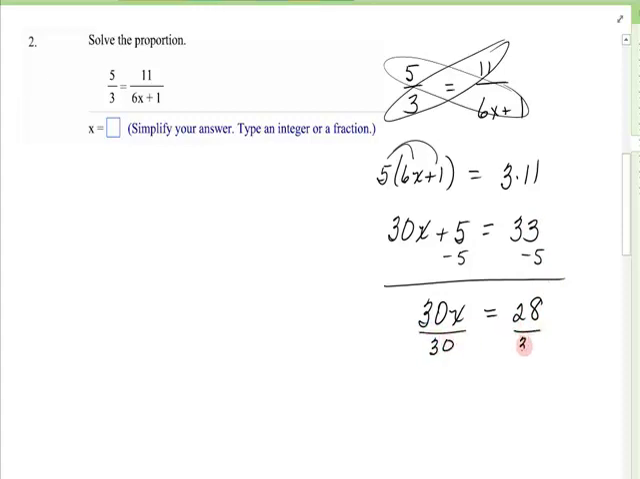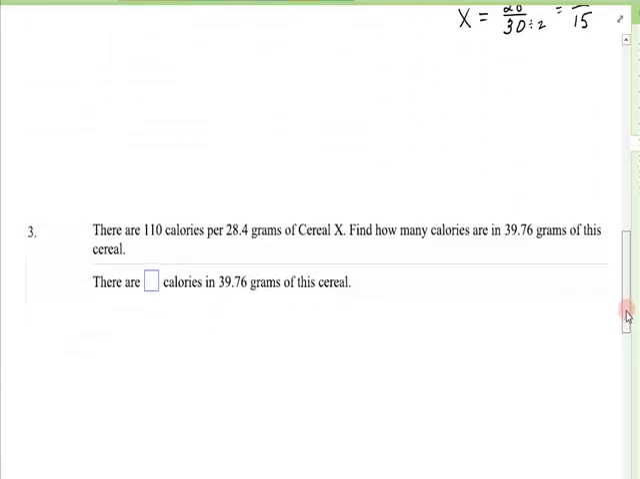Some people are starting to feel a little bit concerned about this. x is equal to 28/30. It didn't go in evenly, didn't go in at all. That's okay. Sometimes you get fractional answers. You do need to reduce to the lowest terms. Divide by 2. Divide by 2. That's going to give me 14 over 15. And that's not going to make that denominator equal 0. So that is my answer. Let's look at number 3.